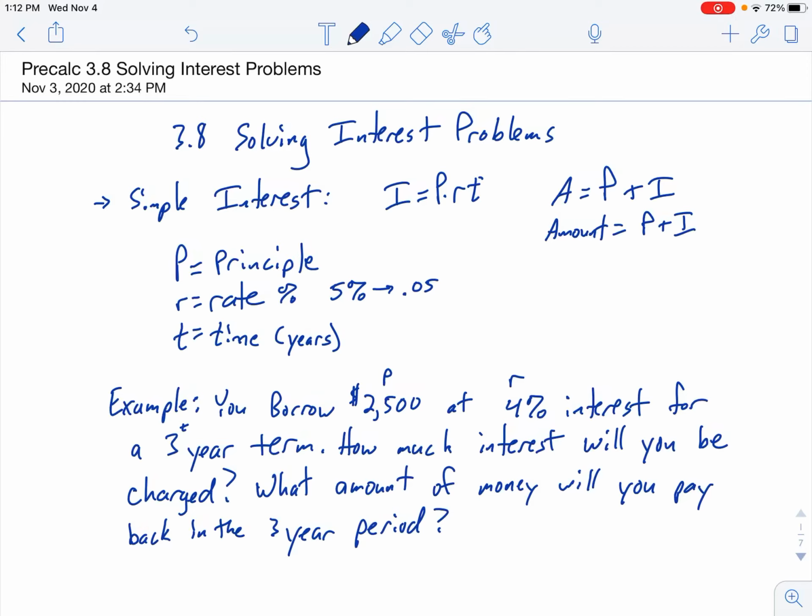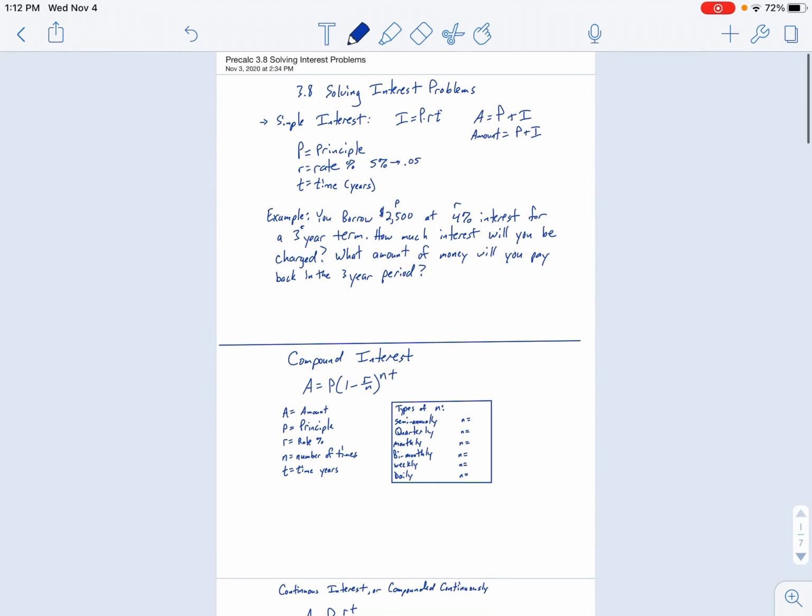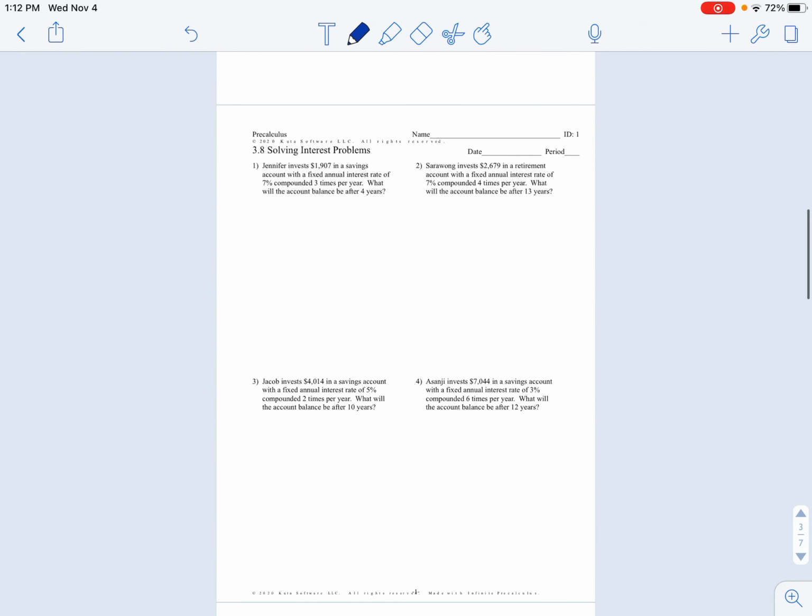All right, guys. So today we're going to do solving interest problems. So these are word problems. We're actually going to use exponentials and logarithms to solve.